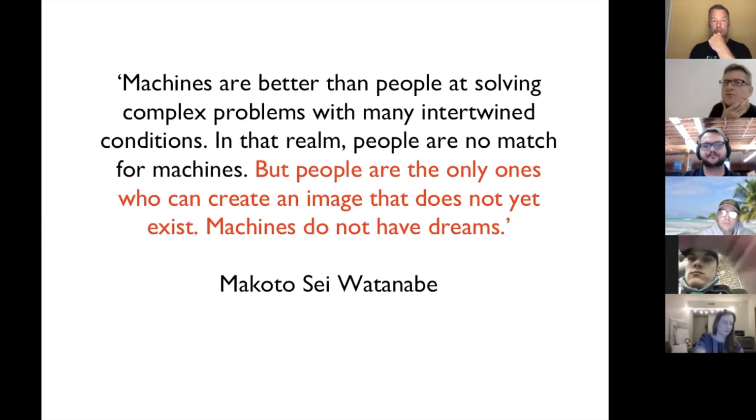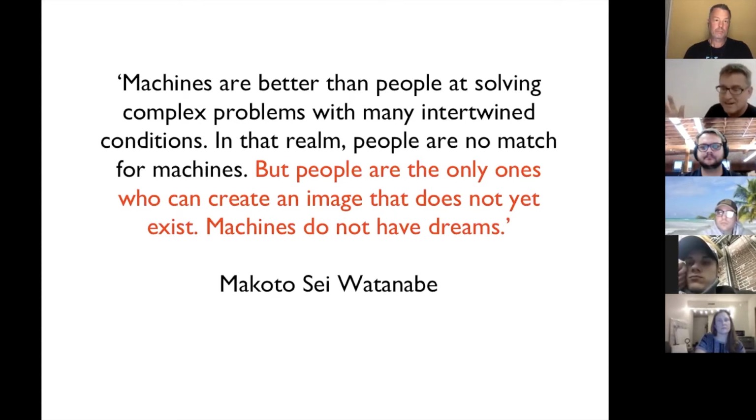And the general view, this is a Japanese computational architect called Makoto Watanabe. The general view about computers is that they're just mechanical things. Human beings have dreams, but computers just do what they're told to do. They don't come up with anything new. People are the only ones who can create an image that does not yet exist. Machines do not have dreams. All I want to do today is to prove that's wrong. That's what I want to do.